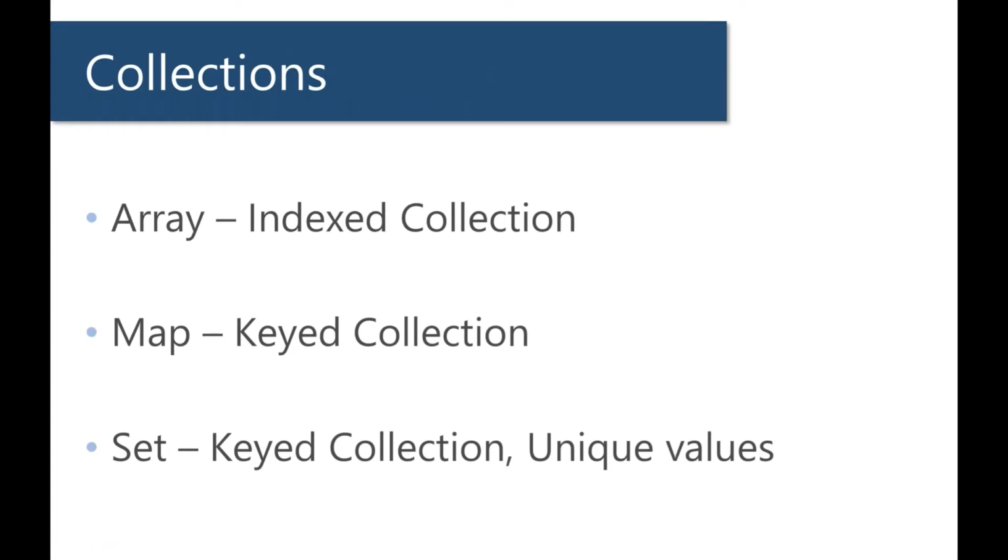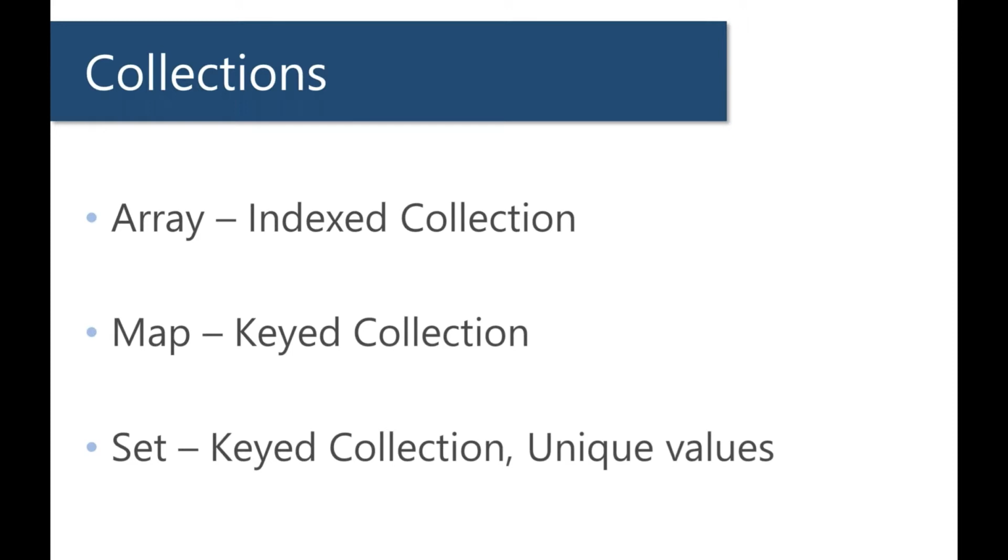There are more than just single scalar primitive values that we can use in JavaScript, and the most common things that we run into are some form of collections. The easiest one to use is an array, and that's considered to be an indexed collection because you access it by an index, and it's zero based, so it starts at 0, 1, 2, 3, and so on.